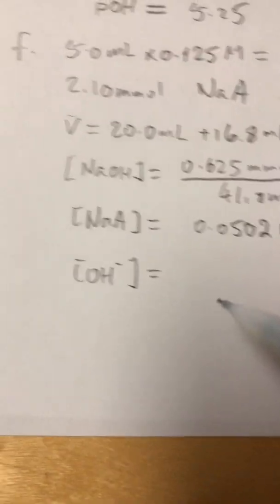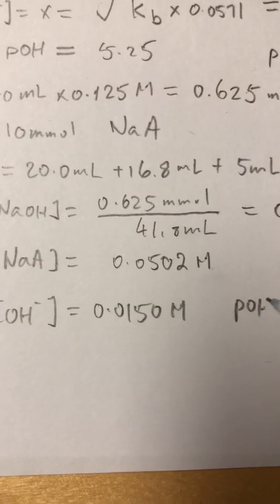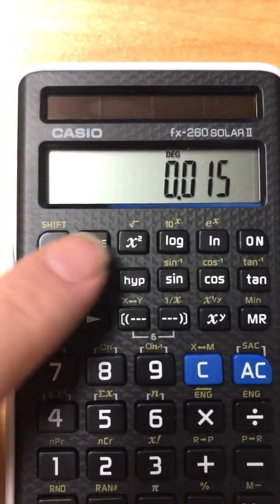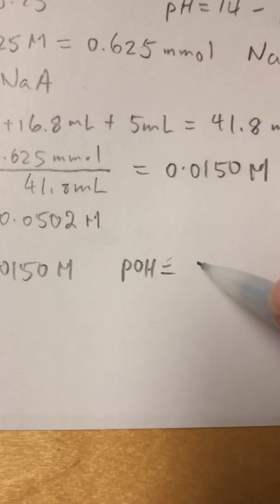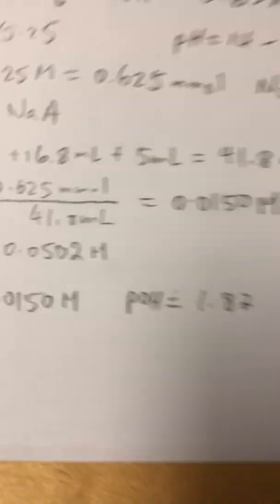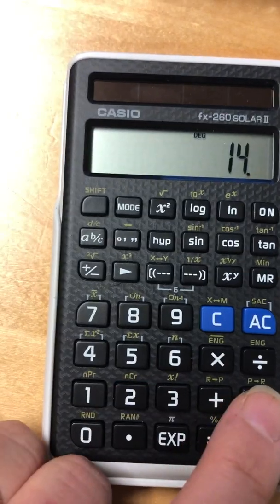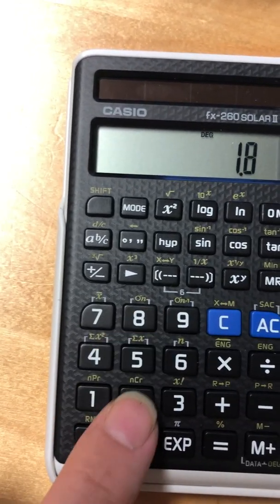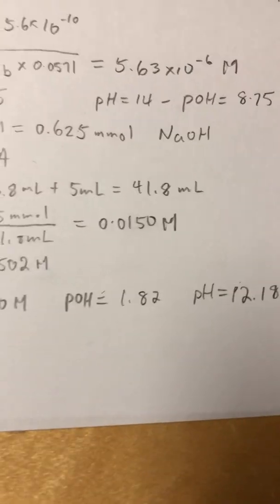The equilibrium hydroxide concentration supposedly equals 0.0150 molar. So pOH equals the negative logarithm, 1.82. pOH equals 1.82. Then the pH is 14 minus 1.82. 14 minus 1.82 gives you 12.18. That would be the answer.